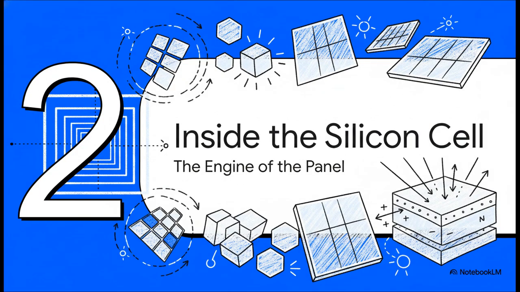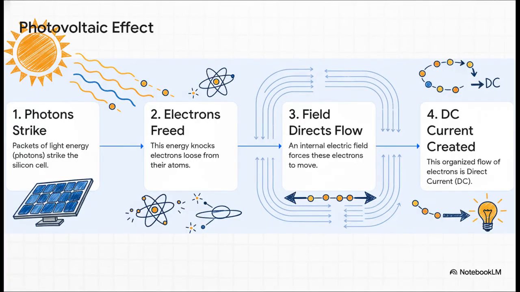And to really get it, we need to zoom in, way in. We're going to go right inside the fundamental building block, the absolute engine of every single solar panel, the silicon solar cell. Okay, so this whole amazing process, it basically boils down to 4 simple steps.